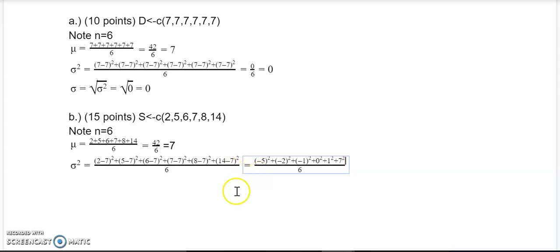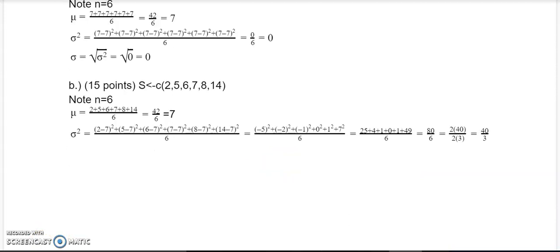Okay, so let's keep going here. So negative 5 squared, when you square a negative number, it becomes positive, and 5 times 5 is 25, so it'll be 25 there. Next one will be minus 2 squared, that's going to be 4. And next one's going to be negative 1 squared, which is 1. Then 0 squared, which is 0. Then 1 squared, which is 1. And 7 squared, which is 7 times 7, which is 49. So let's add these up. In your calculator, if you add these up, you should get 80 on top over 6.